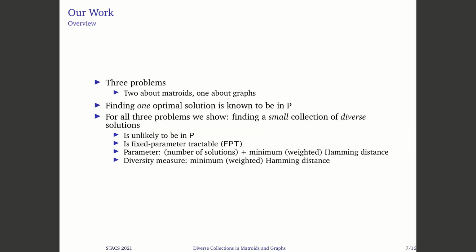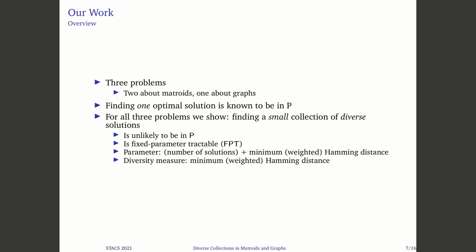In our work, we look at 3 specific problems. 2 of these are about matroids and 1 is about graphs. In each of these problems, finding one optimal solution is known to be easily solvable. It's known to be solvable in polynomial time. And for all these 3 problems, we show that finding a small collection of diverse solutions, first, is unlikely to be solvable in polynomial time.